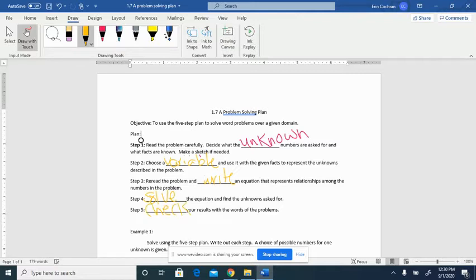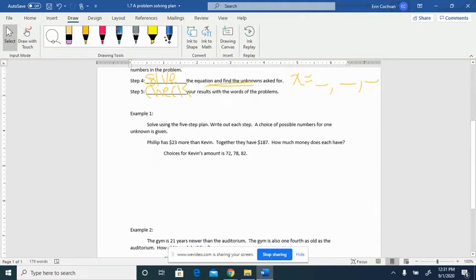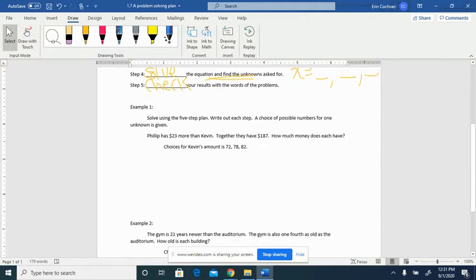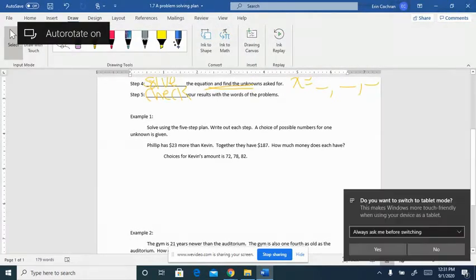Now, when we solve our equation, we're not actually solving for x. We're going to be given a domain, so x will equal something. We're just going to plug those numbers in and see which one satisfies that equation. All right, step 1. Solve using a 5-step plan. Write out each step. A choice of possible numbers for one unknown is given.